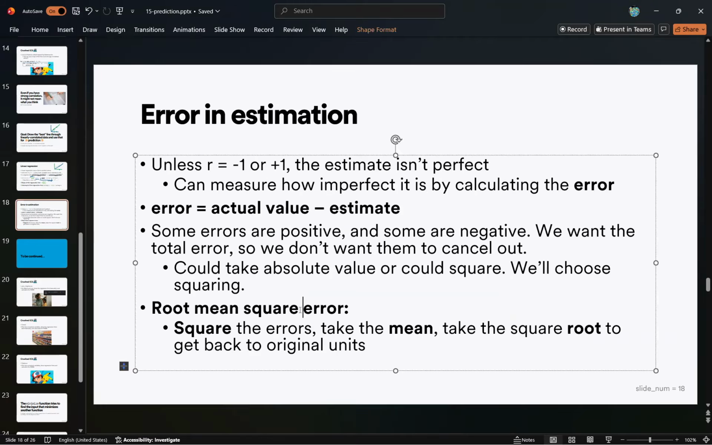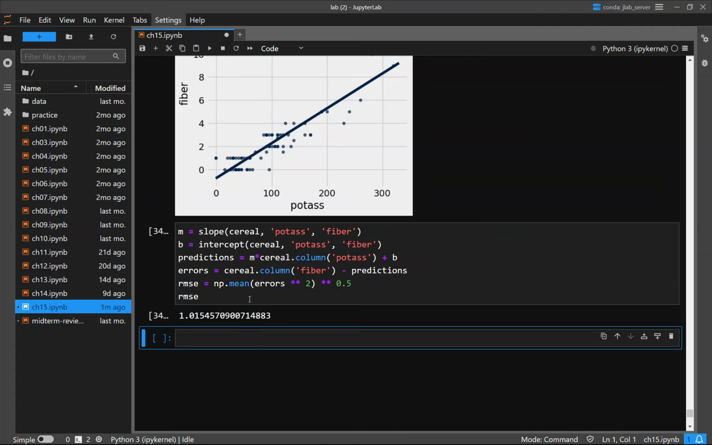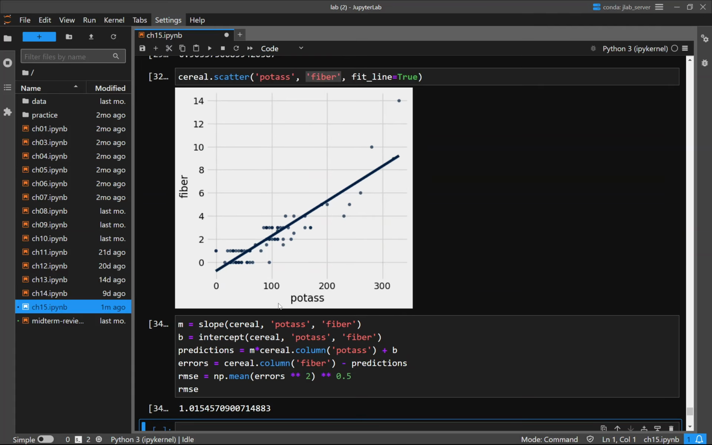And it looks like it's 1.02. It's off by that many grams, I guess. So I think it's fiber in grams, I assume. Or milligrams, I'm not sure. But something like that, and that's the way we calculate it. Any questions about that? Yeah.